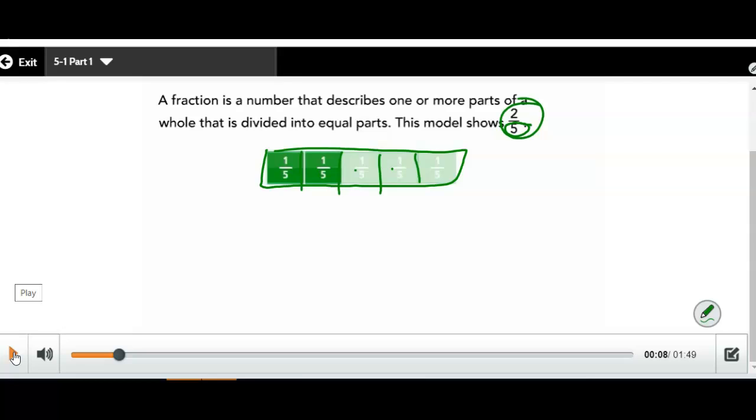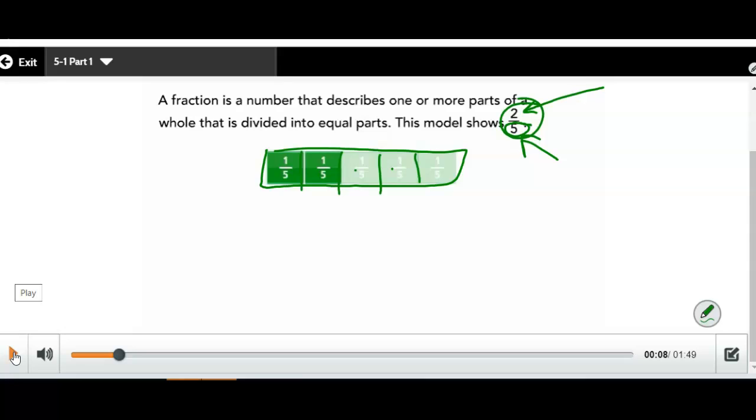The bottom number of a fraction is called... G for down. Sejal. Denominator. Exactly right. The bottom number is your denominator. That is how many pieces the whole is broken up into. Okay. The top number. How do we get 2? Sejal said it earlier, but how do we get 2 in the fraction?